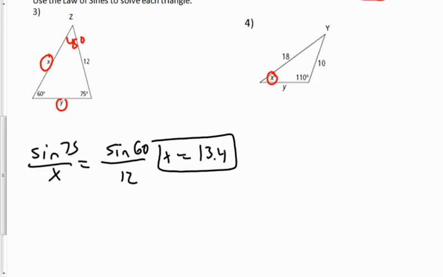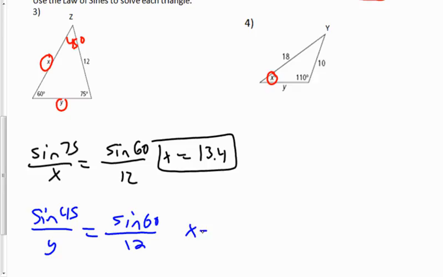Now you do have to do it again. So we have to find the opposite. We have to find y. So we know that we have sine of 45 then, because we know the opposite angle is to y, and that's equal to, again, sine of 60 over 12 will work. When you solve that one using cross multiplication, I got 9.8. All right. So we got our x, y, and our missing angle.